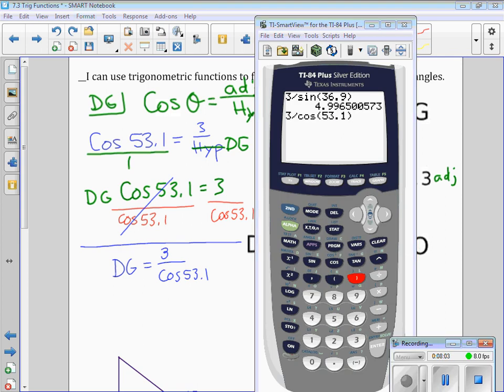Okay, so I've entered it in, ready to see what it turns out. Sure enough, they're both exactly the same answer. It doesn't matter which angle I come from, whatever is convenient for me. Okay, so they both turn out to be DG is equal to 5.